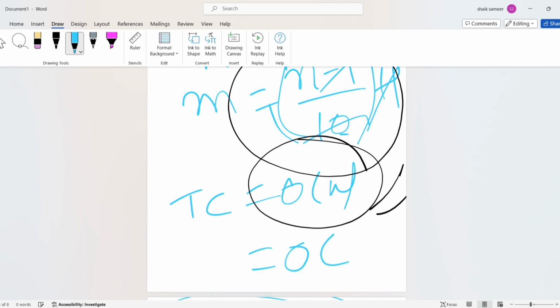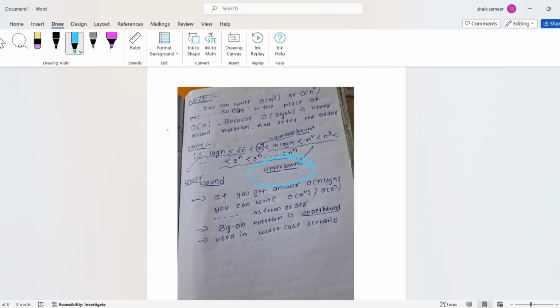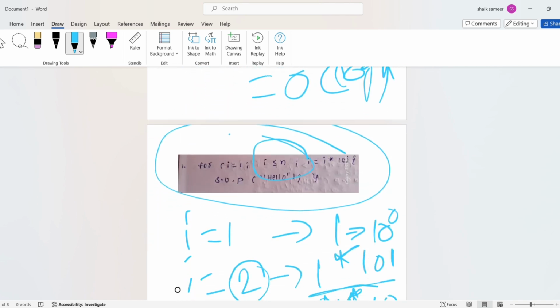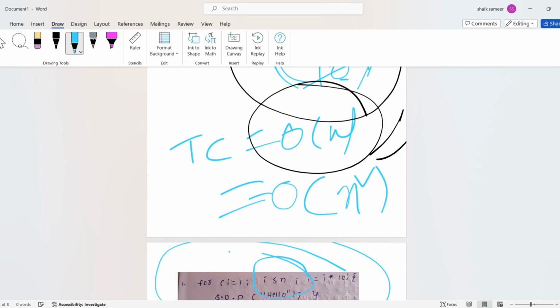In the place of n we can substitute log n, big O of log n? Where is the log n? Log n is here. This becomes a lower bound. We cannot substitute log n, so the answer is wrong. So we cannot substitute, erase it. So can we substitute n square?